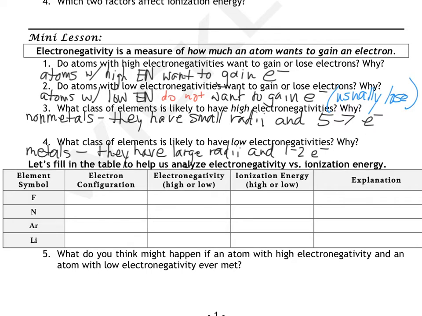All right, let's fill in this data table, and then that will help me explain a lot of this to you. So fluorine's electron configuration is 2,7. Nitrogen's is 2,5. Argon is 2,8.